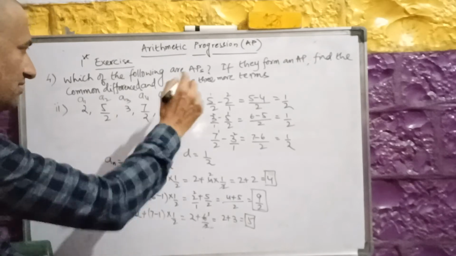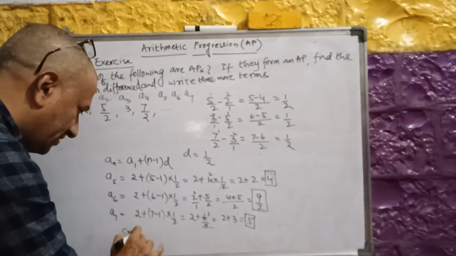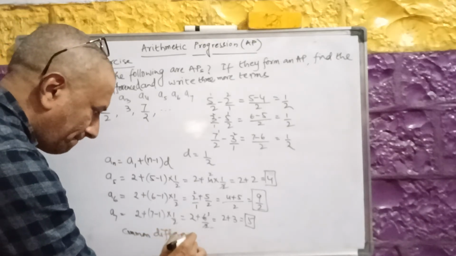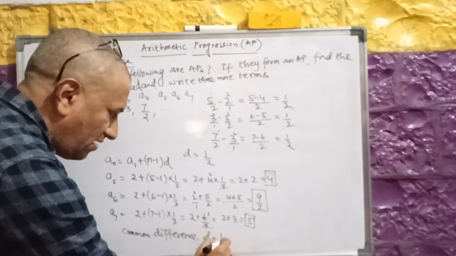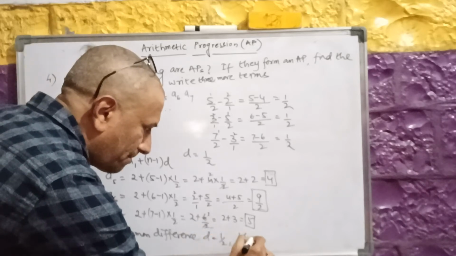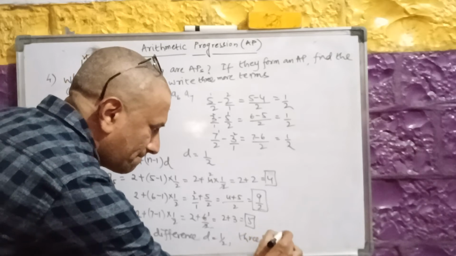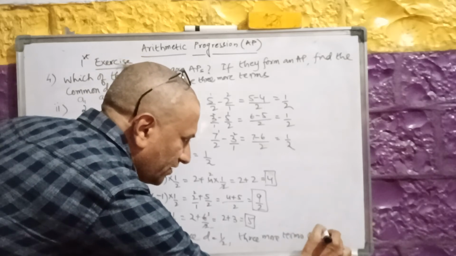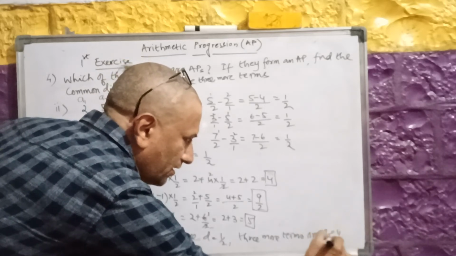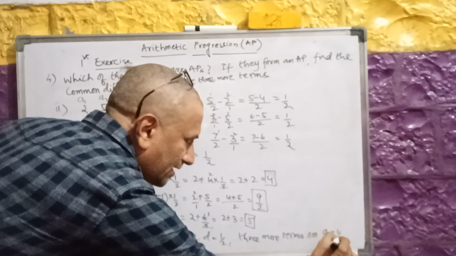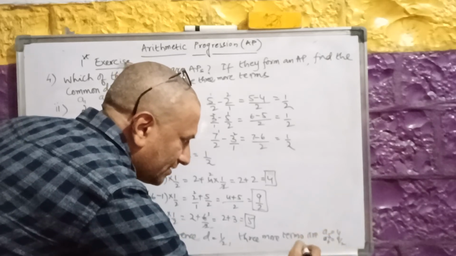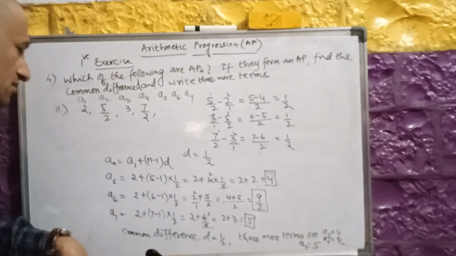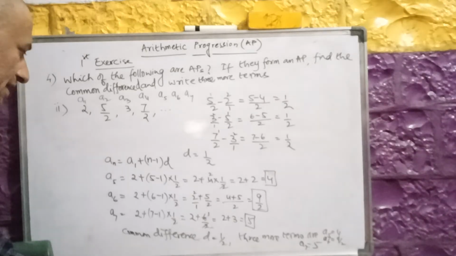So what we need to write in the answer is the common difference D is equal to half. Three more terms are A5 is equal to 4, A6 is equal to 9/2 and A7 is equal to 5. So this is how you can write the next three terms if it is an AP.